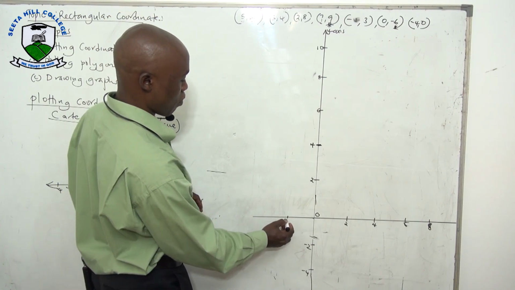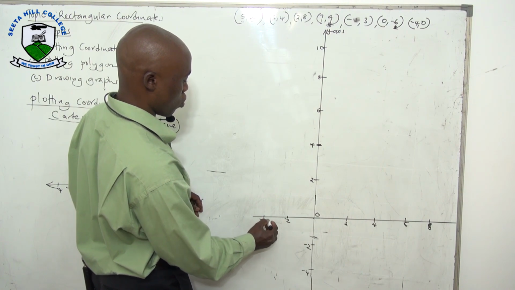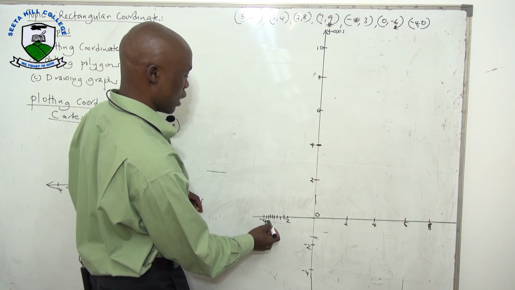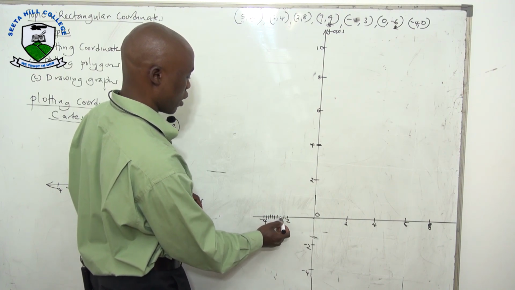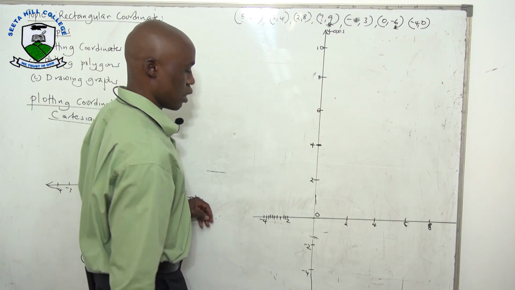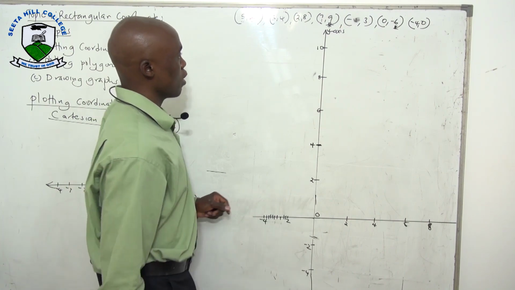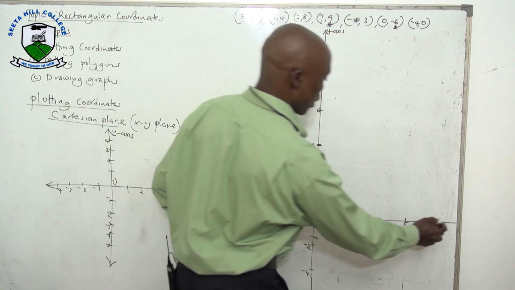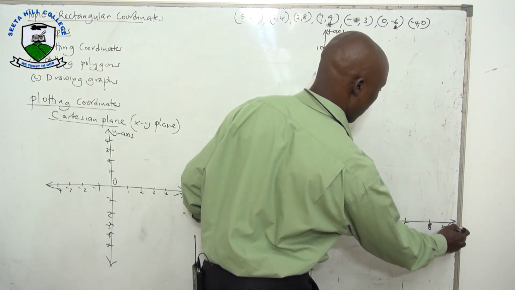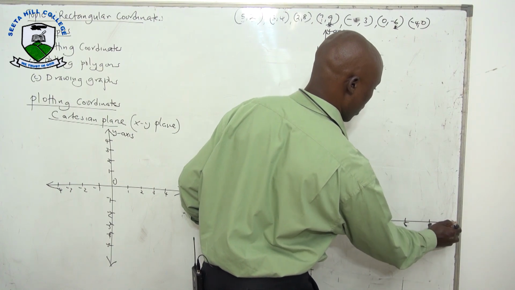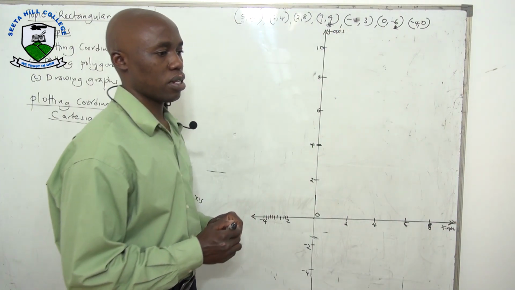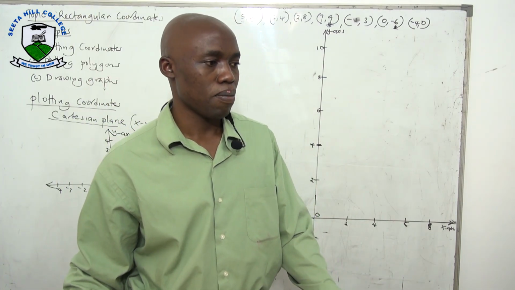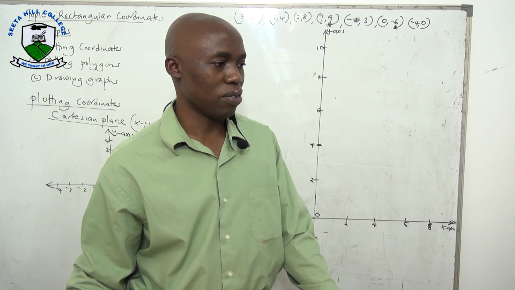Then this way you have -2, -4. These are how many divisions there? There are 10: 1, 2, 3, 4, 5, 6, 7, 8, 9, 10. Using 10, 10. Plot and we see. Label well the X and Y axis. I hope you are plotting now.